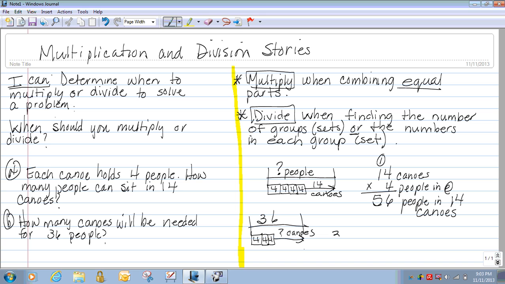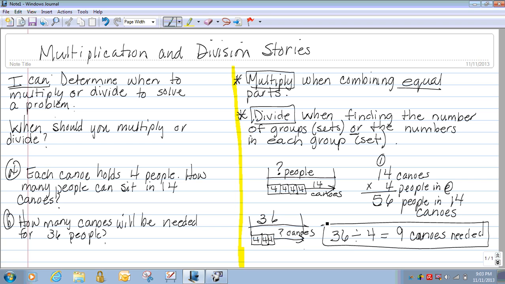If I have 36 people and I divide it by 4 people in each canoe, I know that I would need a total of 9 canoes for 36 people. Push pause to write your notes.